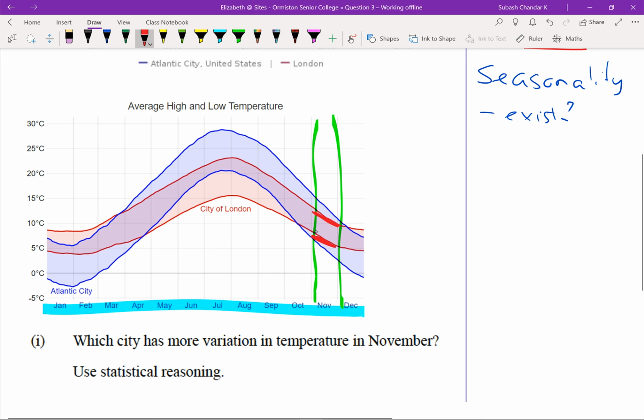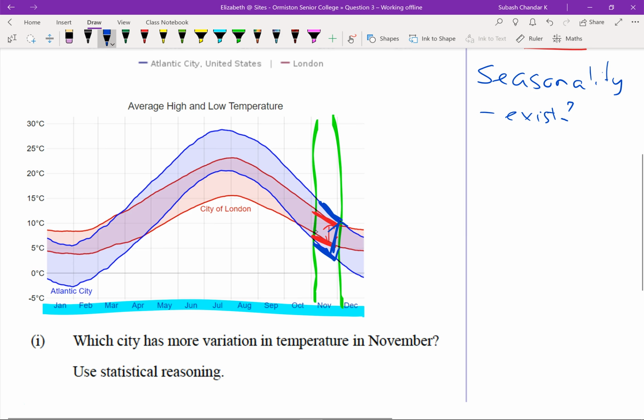All right. So we can see that if I look at how wide that bar is there, that is the variation in November. For Atlantic City, I've got the line at the top for the average highs and the average lows down the bottom, and I want to look at how wide that bar is. Which of those is more variable? Atlantic City. Yep. So that's all I need to be able to identify for this part, just a straight achieve question. We're identifying that variation as the distance between it, and there's more variation within the Atlantic City.